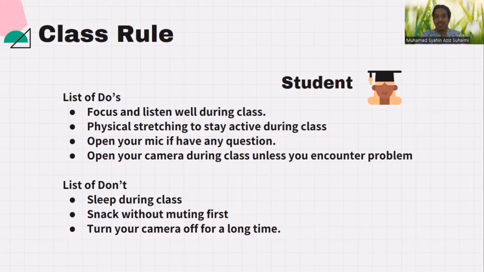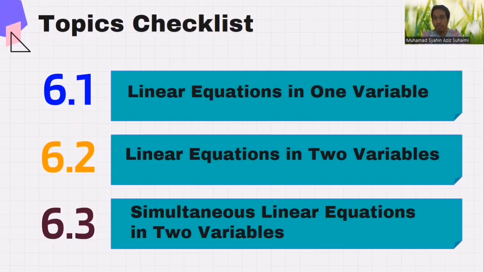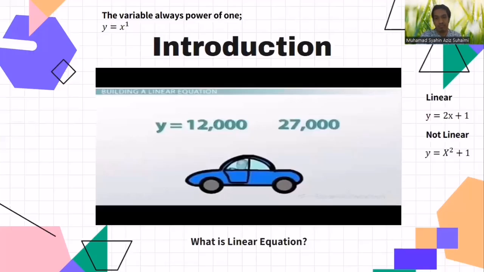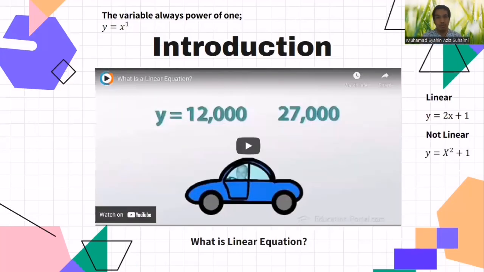Alright, that's all. So today's topics are 6.1 linear equation in one variable, 6.2 linear equation in two variables, and 6.3 simultaneous linear equation in two variables. So let's not waste any time. We'll go with an introduction video about what linear equations are.